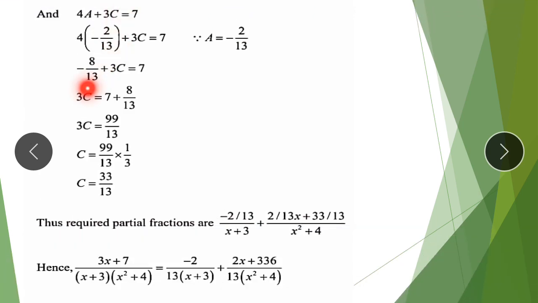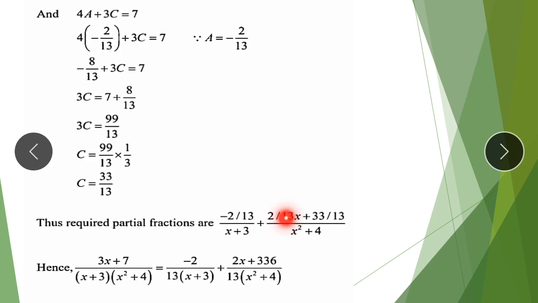4 2s are 8 divided by 13 plus 3c, then 7 is here. 3c minus 8 upon 13. We can shift it to that side of the equation with the constant term. It will be with a positive sign. Now we can take the LCM here. 13 will be the LCM. 7 3s are 21, then 21 7s are 91, 91 plus 8 will be 99, and 3 is being multiplied, so it will get divided to that side of the equation. By simplification we will get 3 3s are 9, and 3 3s are 9. So the value of c will be 33 upon 13.